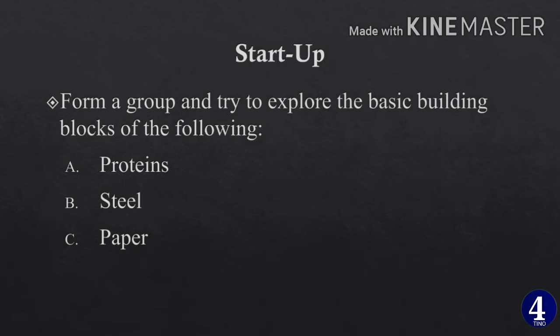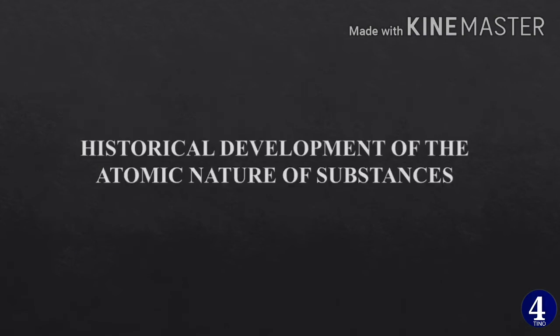Today we will be looking at the historical development of the atomic nature of substances. When we say substance, it means something that has mass and volume. Substance, which is matter, is something which has mass as well as volume. For example, the mobile that you have is a substance, sugar is a substance, water is a substance, aluminium is a substance. So we will be looking at the nature of these substances in an atomic way.